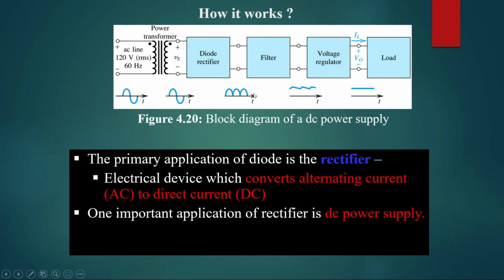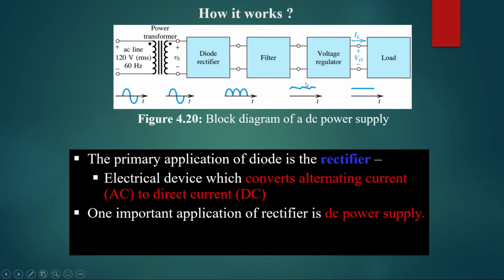So what we have to do is use some filters. Filters will remove the AC components in this particular output waveform. After using filters, we get a little better output waveform. We will see what the filters are and how to use them.